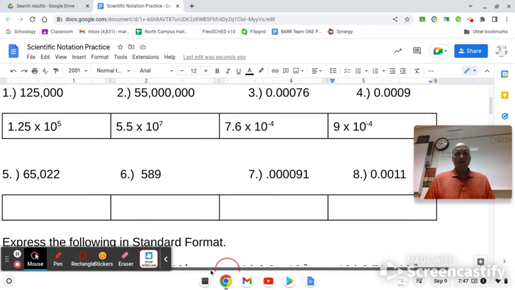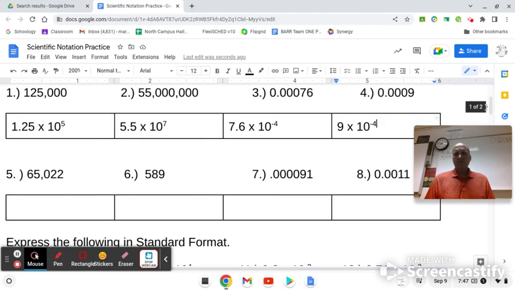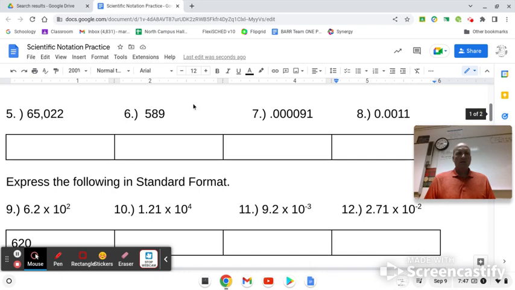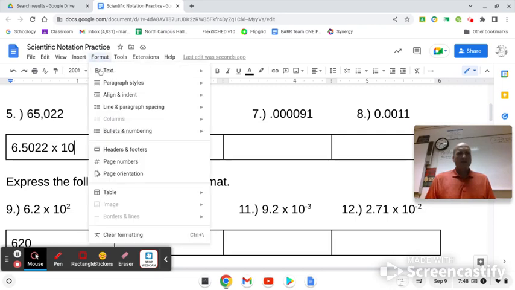All right, these next few are similar. Here, no decimal, so it's after the 2. So I'm going to go to the left, 1, 2, 3, 4. Now my number is going to be between 1 and 10. So 6.5022 times 10 to the, okay, to get the decimal there, I had to move it 4 times. Sorry, 4 times. So that'll give me times 10 to the 4th.